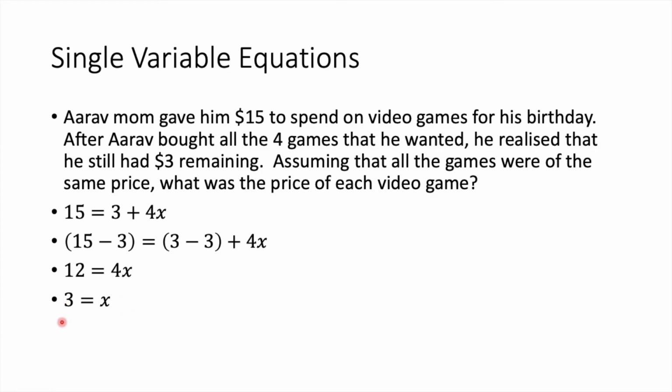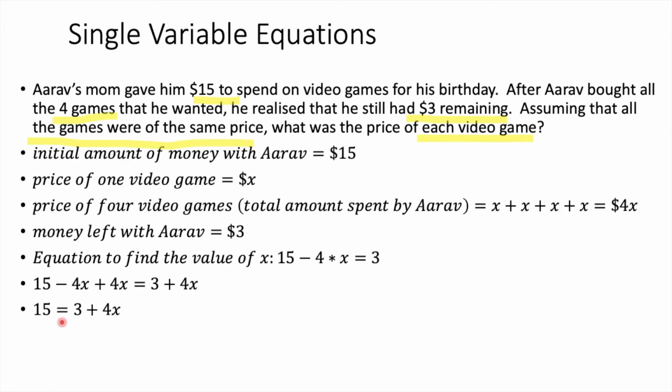We can check this by putting it back into our equation. So our initial equation was 15 minus 4 times x is 3. If we substitute x for 3, we will get 15 minus 4 times 3, which is equal to 15 minus 12, which is equal to 3. This means that our answer is correct.